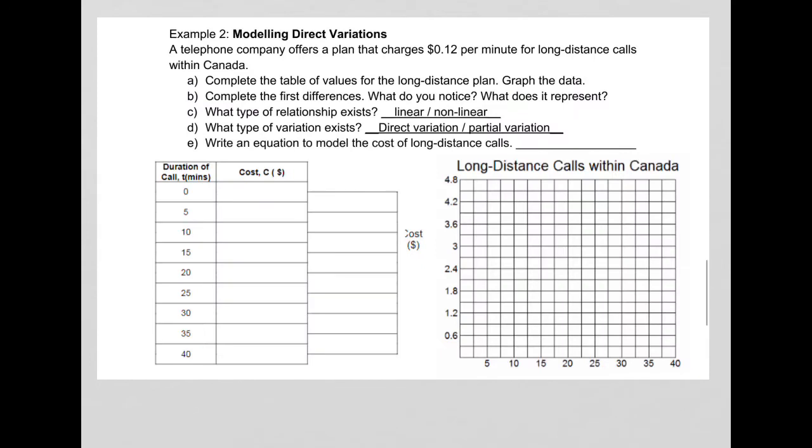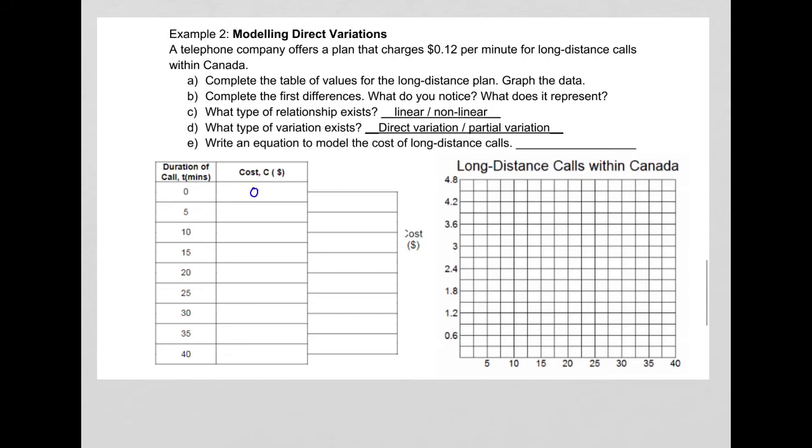Now let's look at an example. A telephone company offers a plan that charges 12 cents per minute for long-distance calls within Canada. Let's complete the table. If I do not call them at all, that will be 0 minutes, then I'm not going to pay anything. So the cost will be $0.